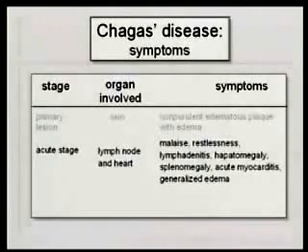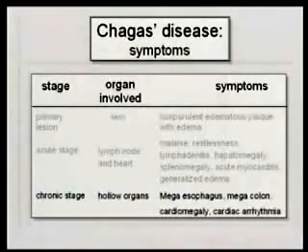Then a small percentage of these are self-resolved, but a good proportion of them become chronic infections. And most of the time in infected areas, a lot of people present themselves with complications due to the chronic stage of the infection. During this stage, the major symptoms are megaesophagus, enlargement of the esophagus, because the autonomic nerves are destroyed and the peristaltic movement is interfered with. There will be megacolon because of the accumulation of fecal material, because the peristalsis is not there, so they cannot really get rid of the fecal material. Cardiomegaly, enlargement of the heart, and cardiac arrhythmia.